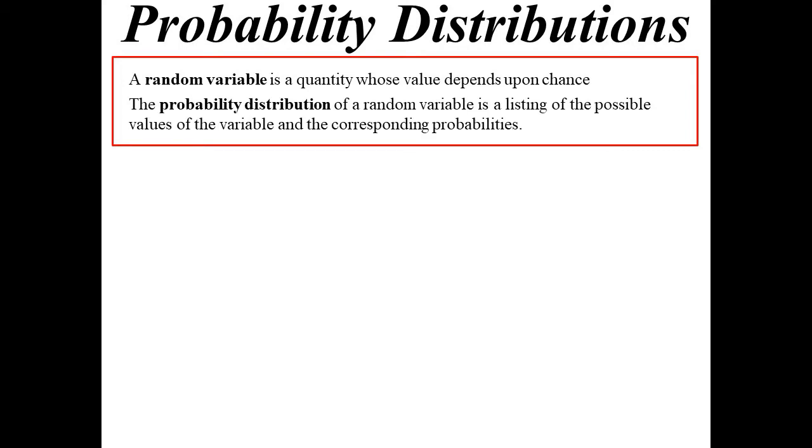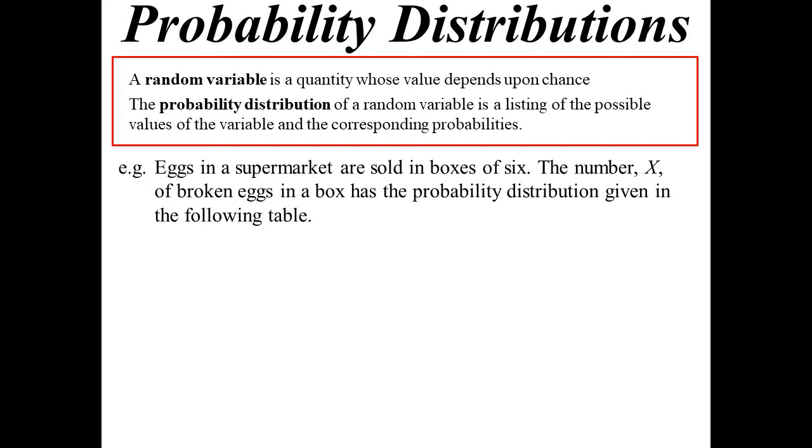So we are talking about random variables when we're doing stats. A quantity, and the value of that quantity depends on chance or probability. The probability distribution then is a listing of all the possible values that that variable could take and its corresponding probability. Let's use this as an example.